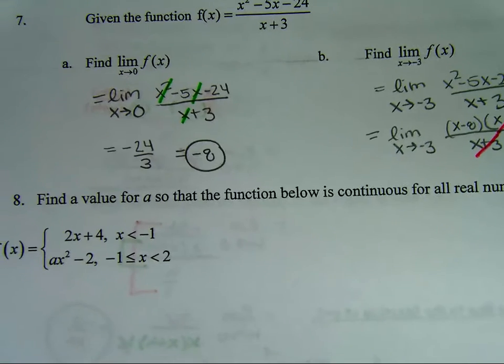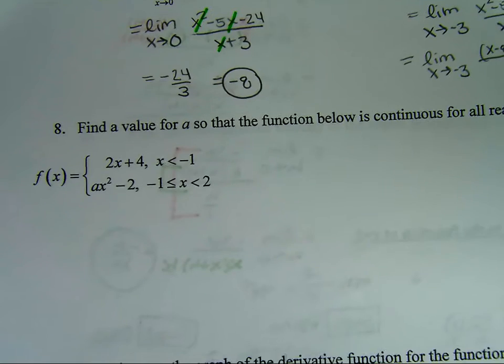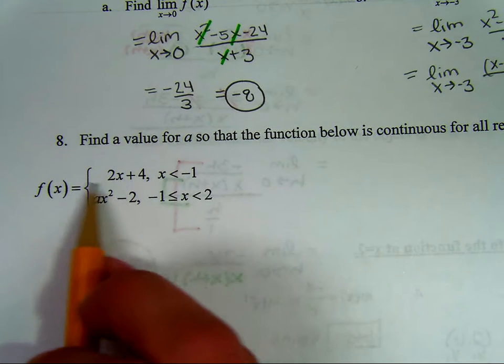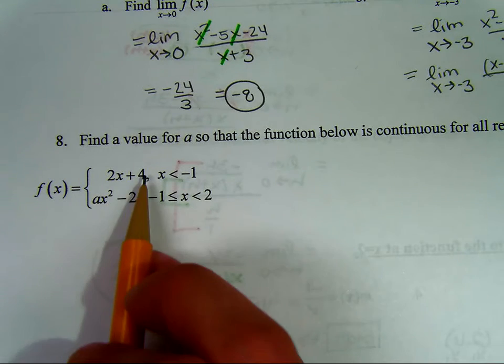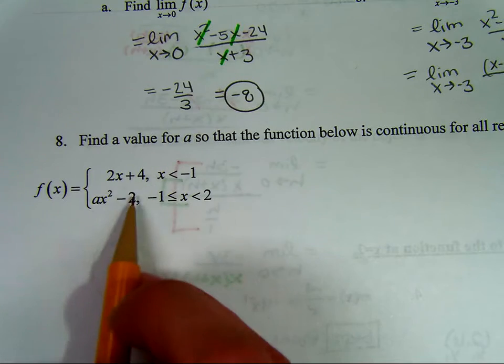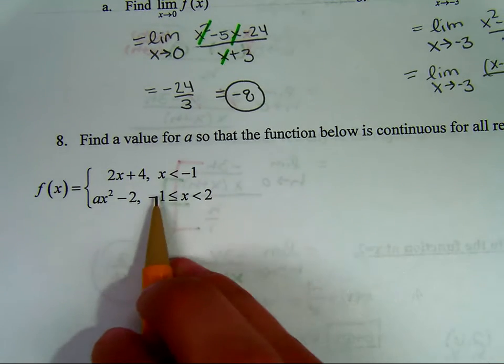Moving on to number 8, it says find the value of a so that the function below is continuous for all real numbers. We said that continuous means you can draw the graph without picking up your pencil. Or basically, if this is a piecewise function with two pieces, we want both of these pieces to meet. We want the limit from the left side to equal the limit from the right side. And they're going to meet at an x value of -1.